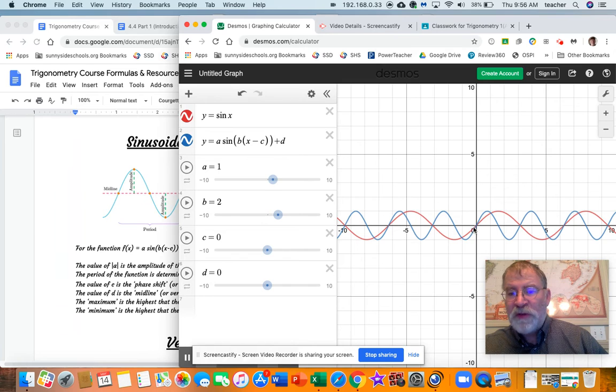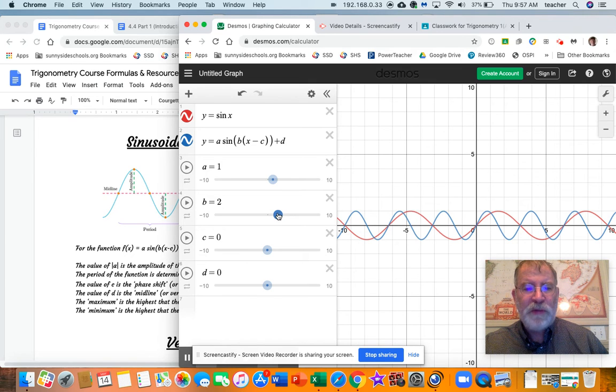You notice my period starts here and it ends there, and my x value is pi. It's kind of tricky to read the x values because they're calling it pi. Well, what is pi? 3.14. Look there, it's 1, 2, 3, and then 3.14. That's why this right here, according to the scale, is 6.28. 5, 6, 6.28. Well, that's 2 pi. So when b equals 2, my period is pi.